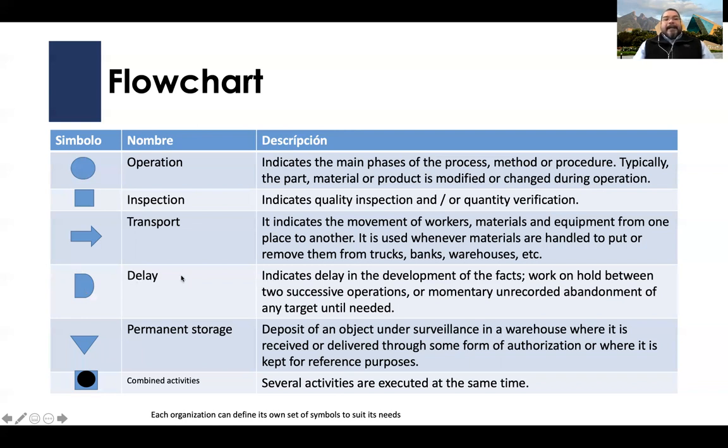There is also the delay symbol that indicates, of course, a delay in the development of the operations. Work on hold between two successive operations, or momentary unrecorded abandonment of any target until needed. So anytime that we have a measured delay that needs to be done in the process in order for the inflow material to achieve some condition, or needs to wait before the next process because the next machine is always occupied because it's our bottleneck in the process, we need to represent those delays.